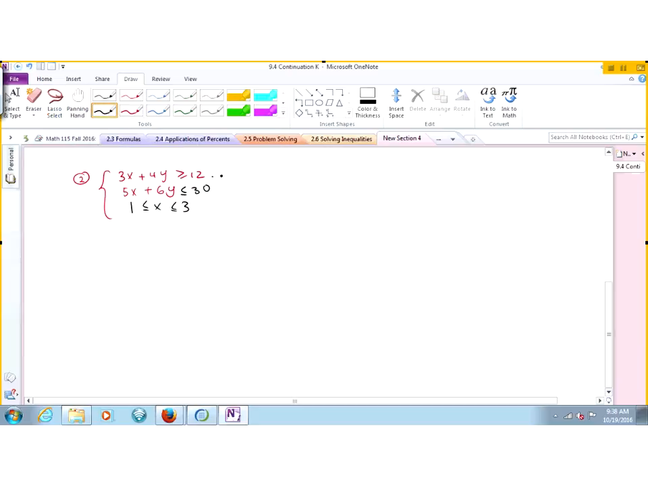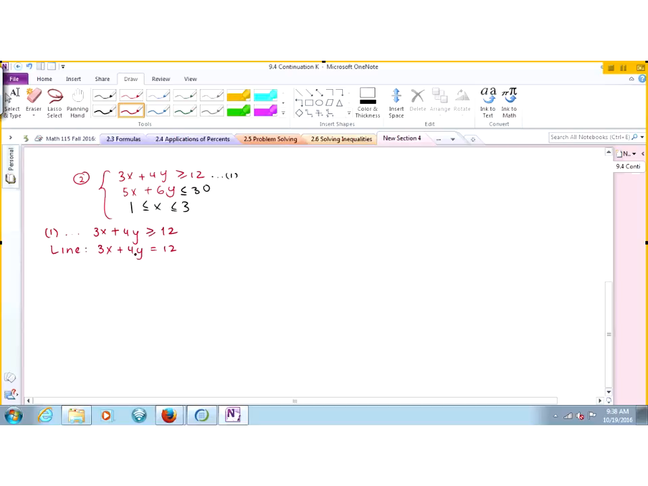Okay, so let's see. How do we graph the first one here for number 2? 3x plus 4y is greater than or equal to 12. So the first one is the equation of the line. What is the equation of the line? 3x plus 4y is equal to 12. Okay. How do you want to graph this line?